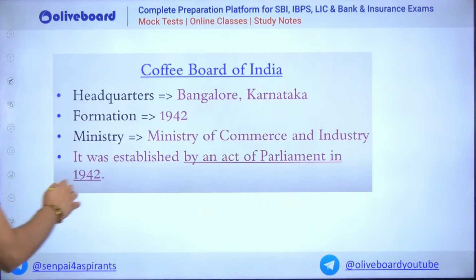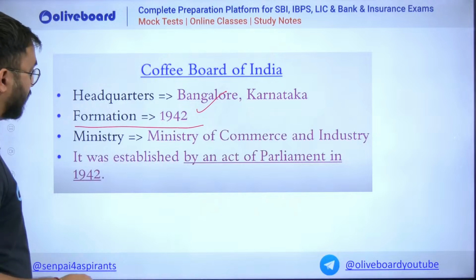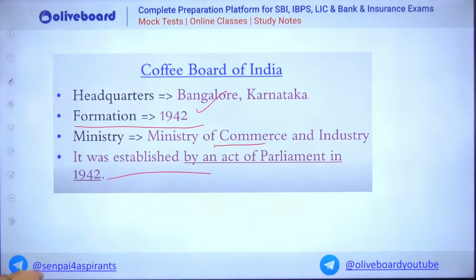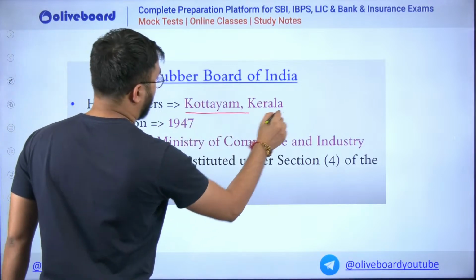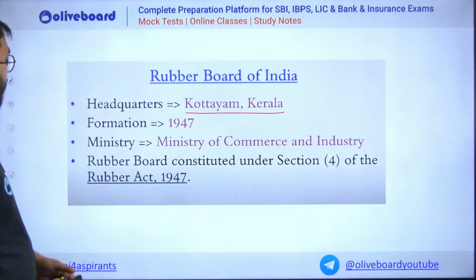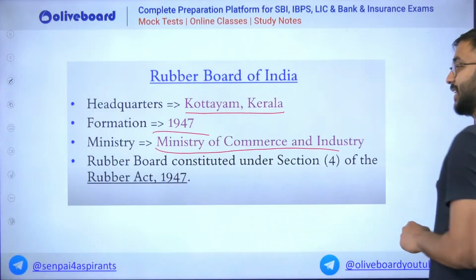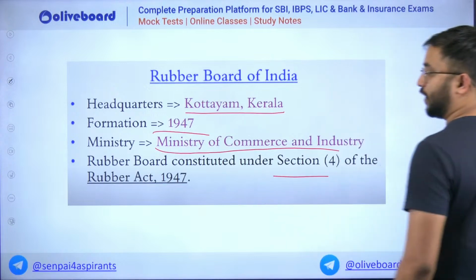Similarly, Coffee Board of India headquarter is Bengaluru, formation is 1942. It also comes under Ministry of Commerce and Industry, and it was established by an Act of Parliament in 1942. Then is Rubber Board of India, belongs to Kottayam, Kerala. Formation is 1947 under Ministry of Commerce and Industry, and it is also constituted under Section 4 of Rubber Act 1947.